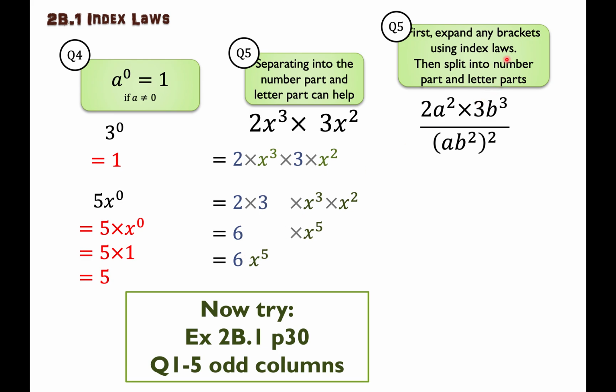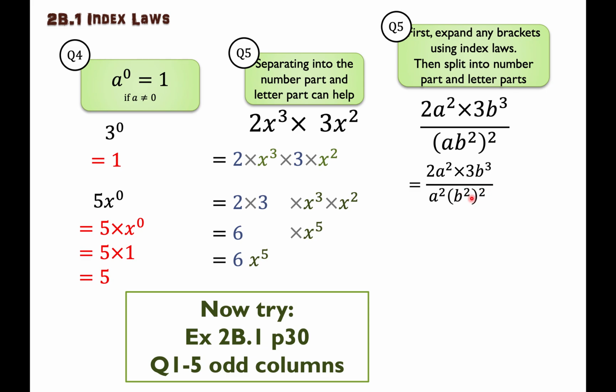All right, last one for the page, and then we're done. That'll be nice. One trick, if you have brackets, expand them first, and then split into the number part and the letter parts. So we're worrying about the brackets first. This whole thing has been squared. So the a is getting squared and the b squared is getting squared. Each of these two things, the a and the b squared, need to have a squared on them. So that's what we're going to do here. The a will get a squared on it and the b squared will get a squared on it.